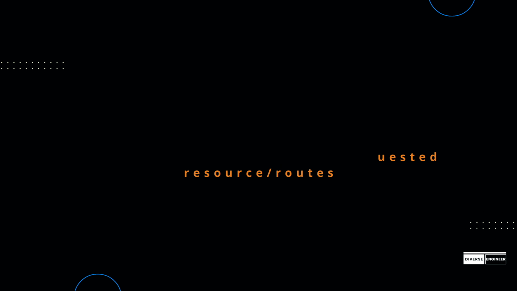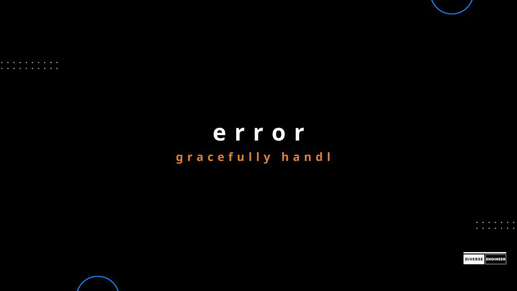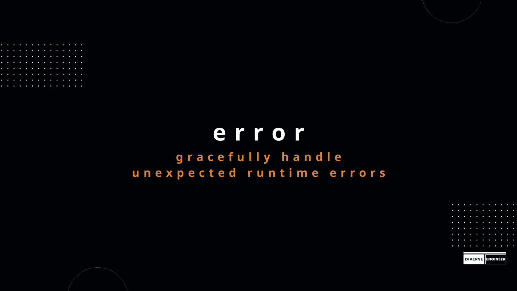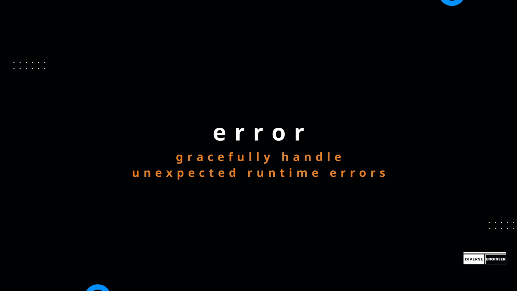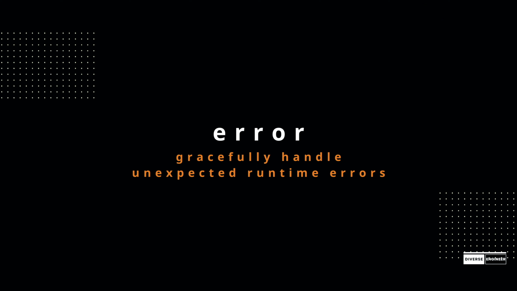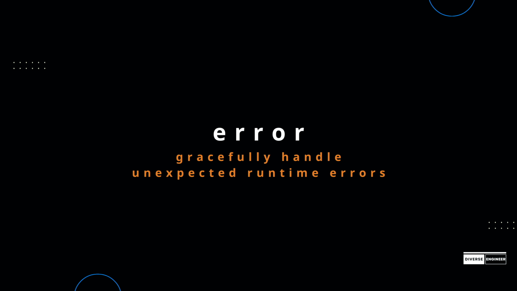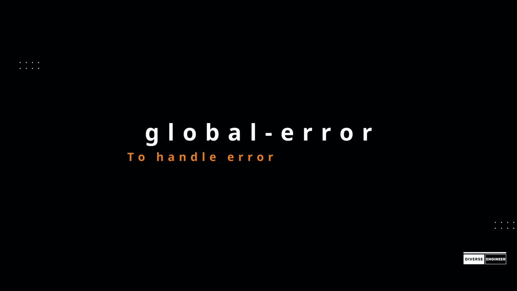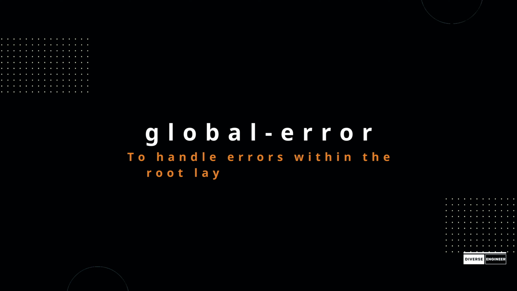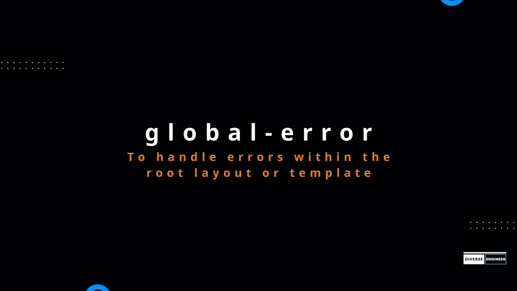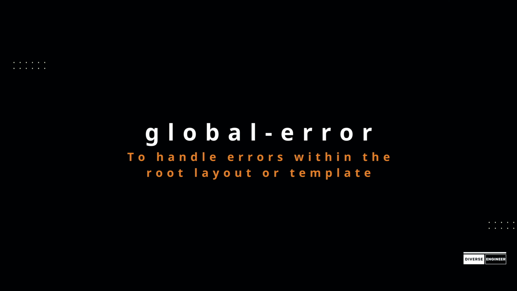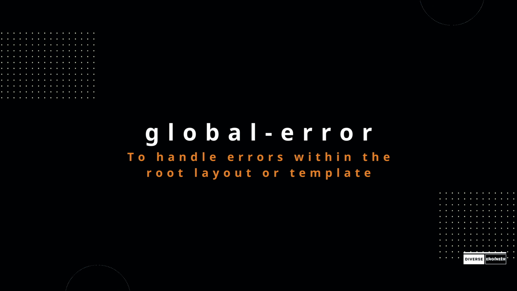The error.js file convention allows you to gracefully handle unexpected runtime errors in nested routes. You can create error UI by adding an error.js file inside a route segment and exporting a React component. Error.js boundaries do not catch errors thrown in layout.js or template.js components of the same segment. To handle errors within a specific layout or template, place an error.js file in the layout's parent segment. To handle errors within the root layout or template, use a variation of error.js called global-error.js.